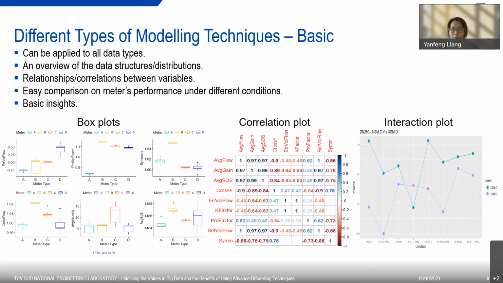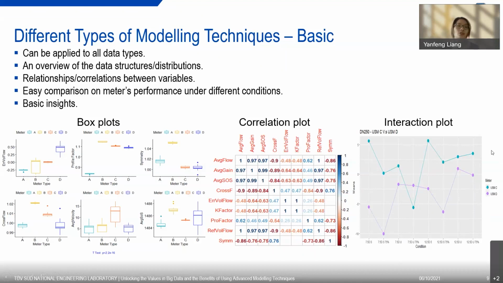By producing a very simple plot like this, it can tell you how the performance of the ultrasonic meter changes when you change from one condition to another condition, and the direction of the shift as well. Although this is a very basic modern technique, it gives you a very quick general overview of your data structure, your data distribution, as well as the relationship between your variables.